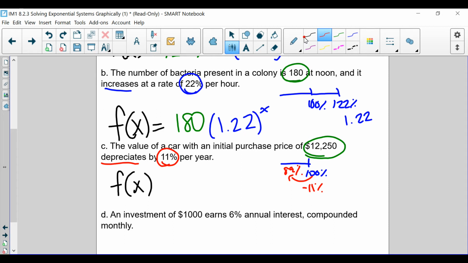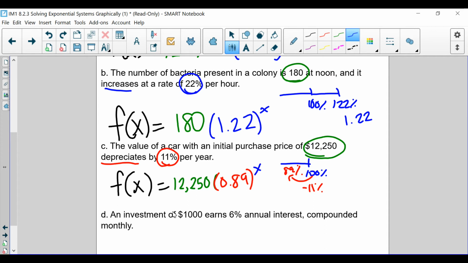So how you write that is f of x is equal to 12,250 times, what's our multiplier? Our multiplier is not 11%. This is wrong. Our multiplier is what you get after you take away from the original 100. So it's going to be 0.89. And then we raise it to the x power because we don't know how much time has passed over the years.